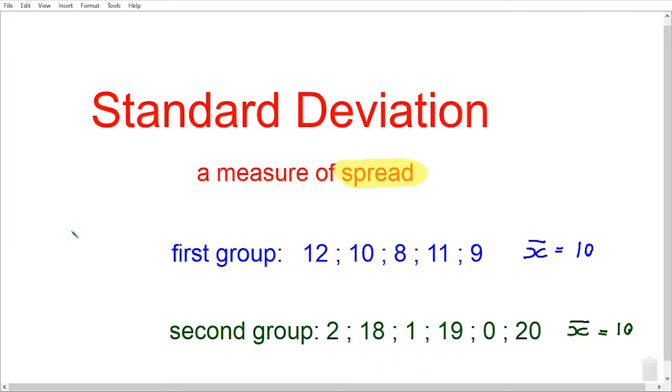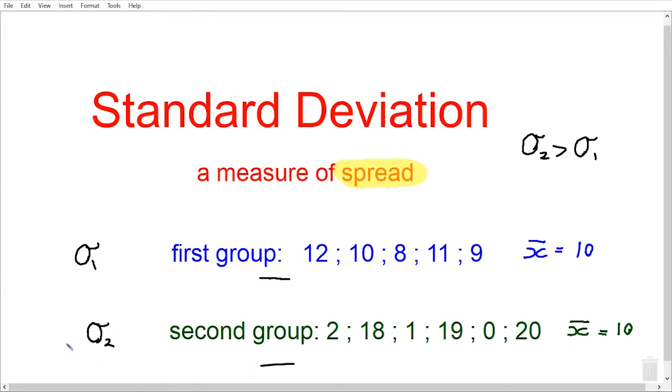Standard deviation has a little symbol for it. The symbol for standard deviation is a little sigma. It's a Greek lowercase s, looks like that. It is a measure of spread. If this is the standard deviation of the first group, and this is the standard deviation of the second group, sigma 1 and sigma 2, then sigma 2, the standard deviation of the second group, would be much bigger than the standard deviation of the first group. The bigger the standard deviation, the more spread out the data. The smaller the standard deviation, the less spread out the data.